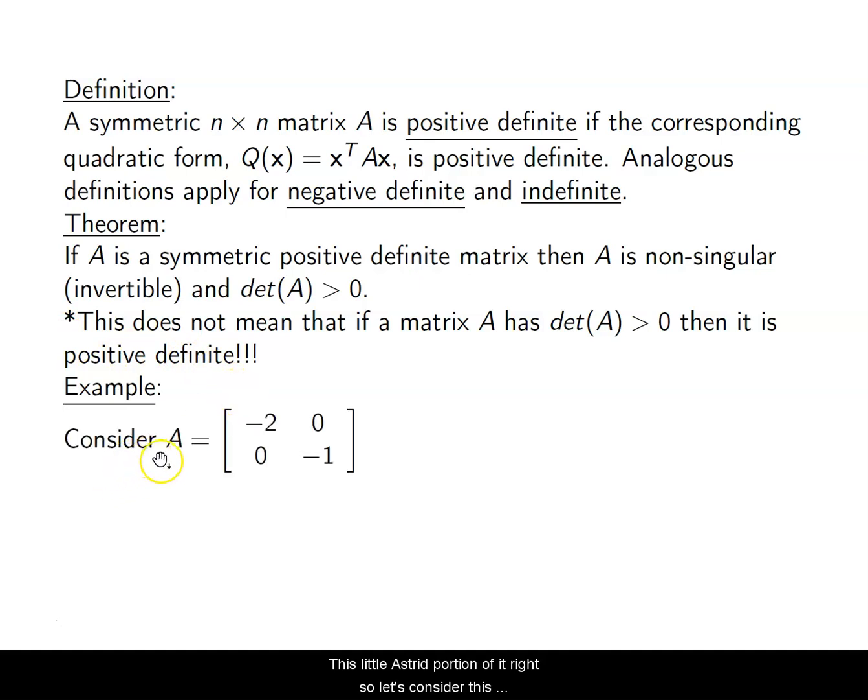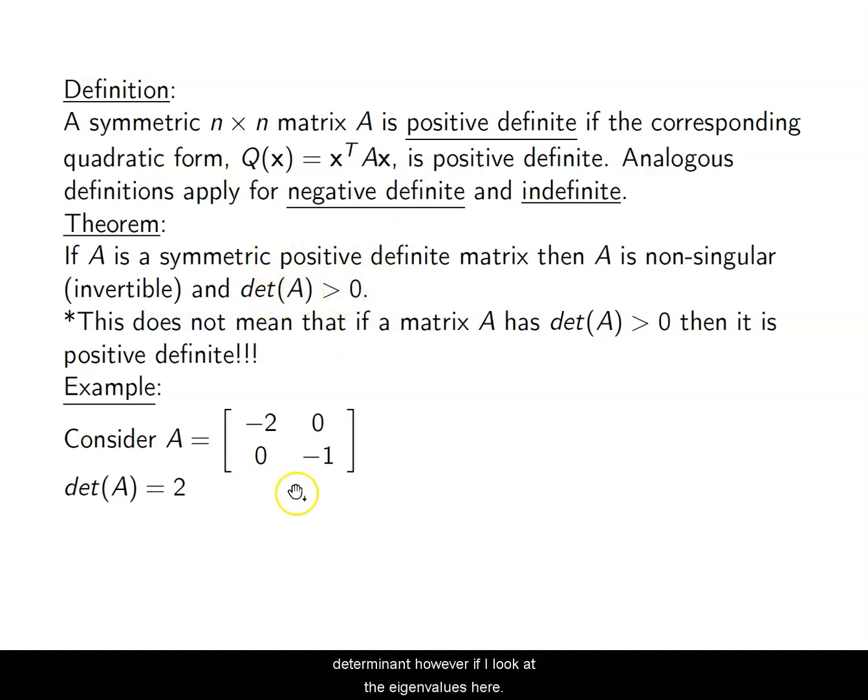So let's consider this matrix A. It's -2, -1 on the main diagonal, zeros everywhere else. It's very obvious that this is symmetric, n by n. The inverse definitely exists. The determinant here is positive, right? I have a positive determinant.